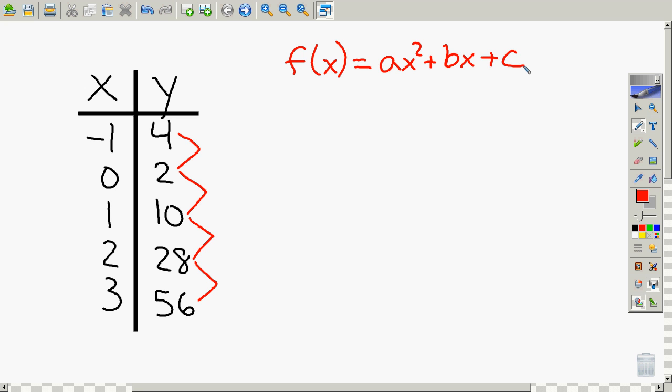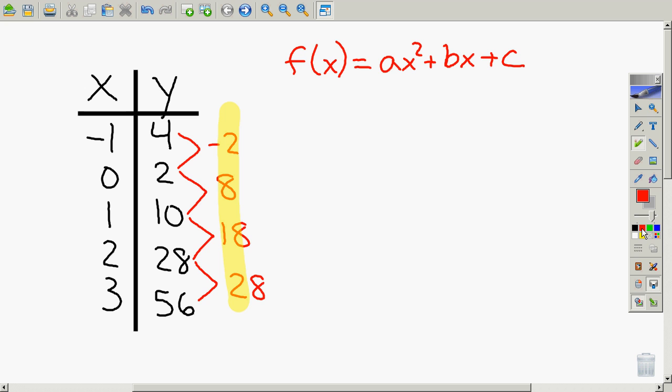So we started by doing the deltas. And 56 minus 28 ends up giving us 28. And 28 minus 10 is 18. And 10 minus 2 is 8. And 2 minus 4 is negative 2. And so we can see from here that this is not linear because these are not a constant rate of change. So we need to go one deeper.